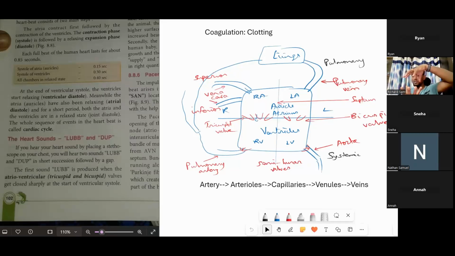Now this is the heart. You tell me when the sound is, okay? Any sound? All of you say, what sound? Lub. Then? Dub. As soon as this diastole is there, and they relax, what's diastole? Forgot. What is diastole? Relax. Systole is contraction, diastole is relaxation, okay? Systole, diastole. Systole, no sound. Ventricular systole, lub sound. Diastole, dub sound.